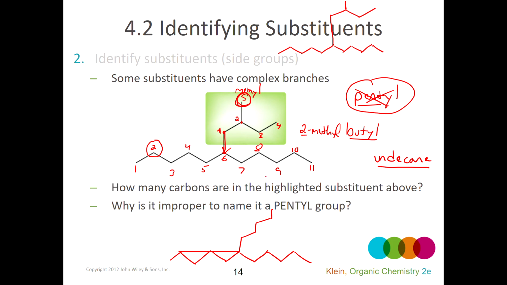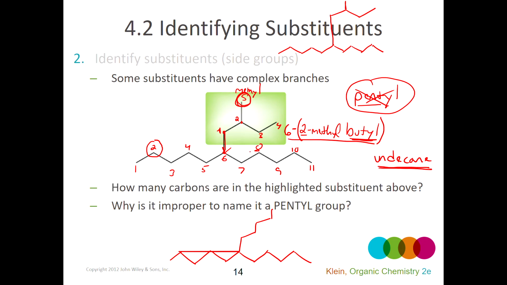So the way to do that is I have to put this whole thing in parentheses. The parenthesis here is communicating that everything in the green box, which is a side group, is attached to the undecane. And that this 2 is carbon 2 of the side group, not carbon 2 of the parent chain. And then I would need a 6 out here to tell me which carbon of the parent chain this thing in parentheses is on. So this would be the correct name for that structure.